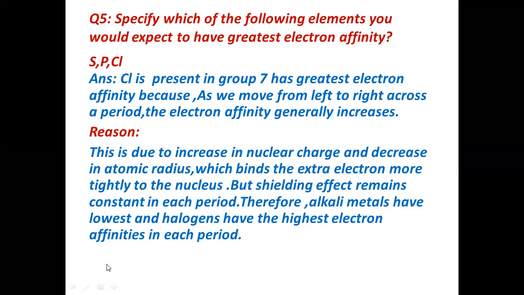Therefore, alkali metals have the lowest and halogens have the highest electron affinities in each period. So we just have to keep in mind that group number 7A elements have the greatest or highest electron affinities, and group number 1A elements have the lowest electron affinity values.